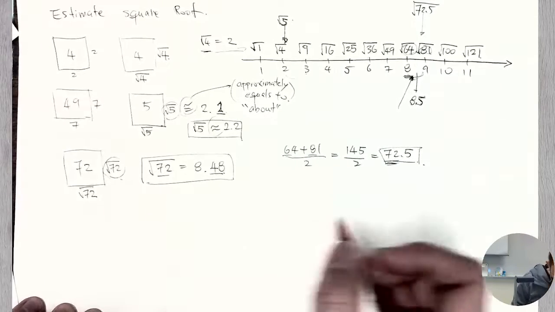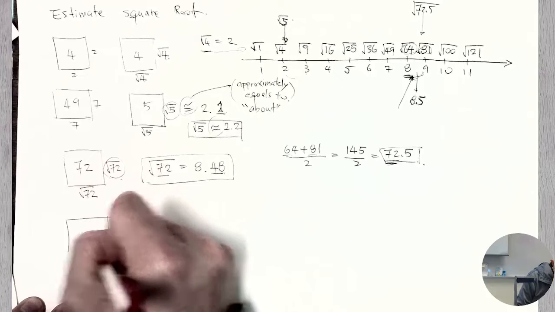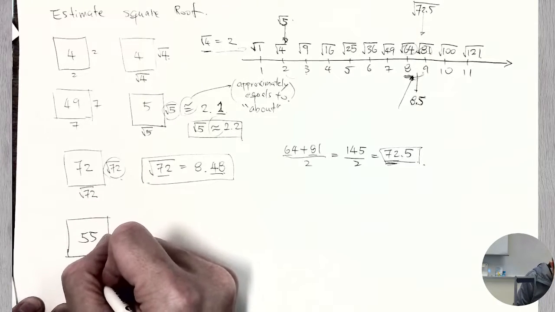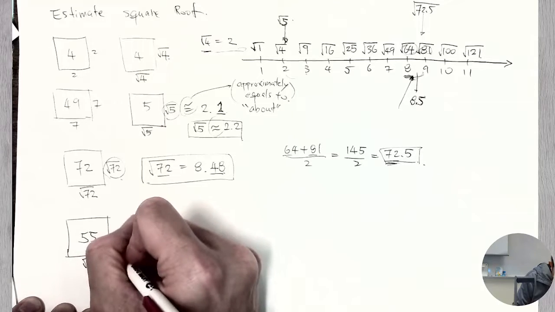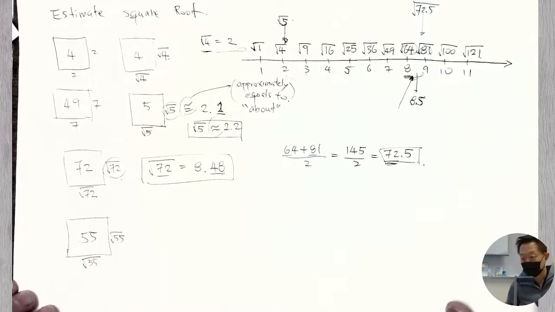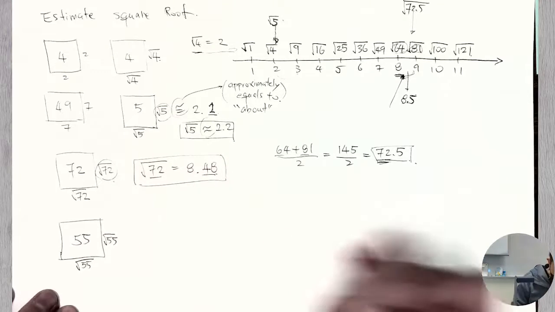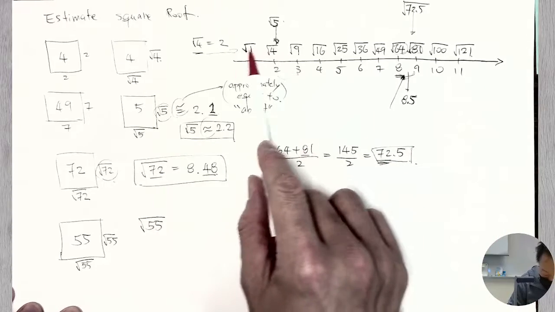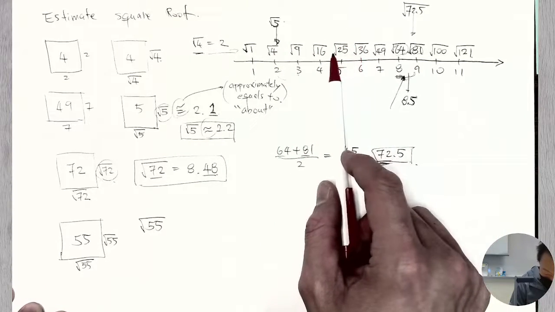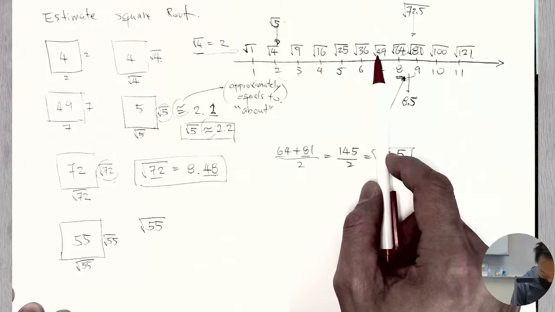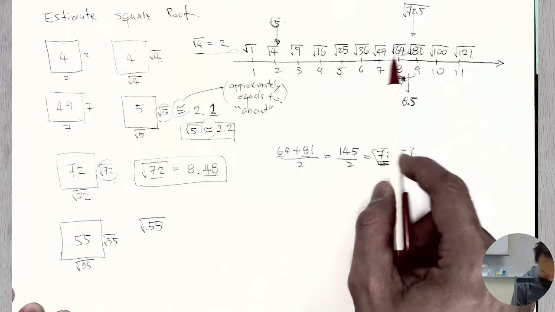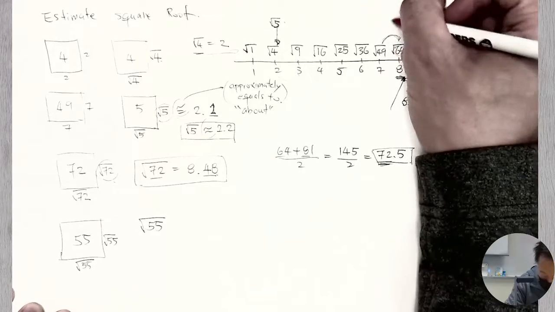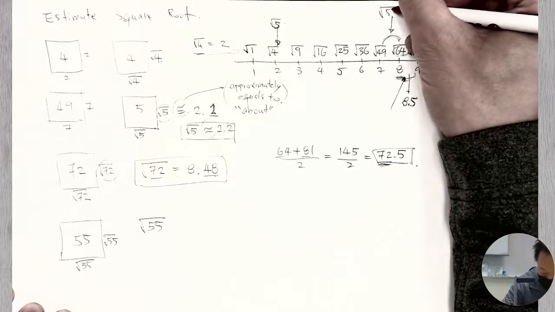Let's give it another example. How about 55? If this area is 55, its side will measure square root 55. Let's find out what square root 55 is, shall we? If we were to find a placement for it, find a home for it, 55 looks like it's going to sit in between here. Square root 55.